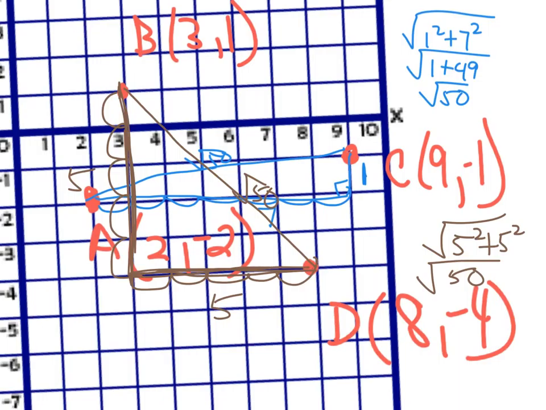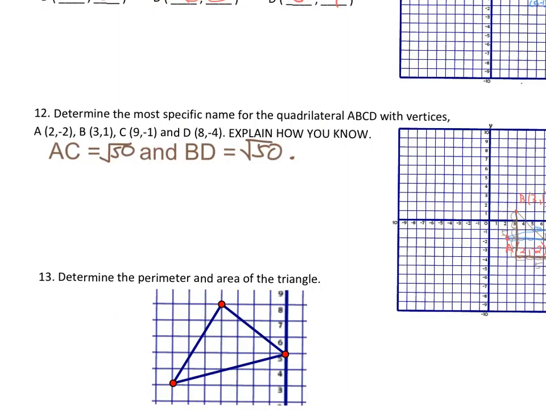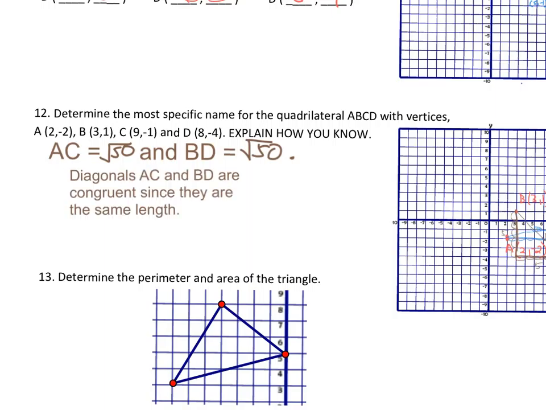So writing that up, first of all, I'll write that AC equals the square root of 50 and BD equals the square root of 50. The length from A to C is square root of 50. Length from B to D is the square root of 50. Next, I'll note that diagonals AC and BD are congruent since they are the same length. Finally, I'll note that ABCD is a rectangle since the diagonals are the same length.